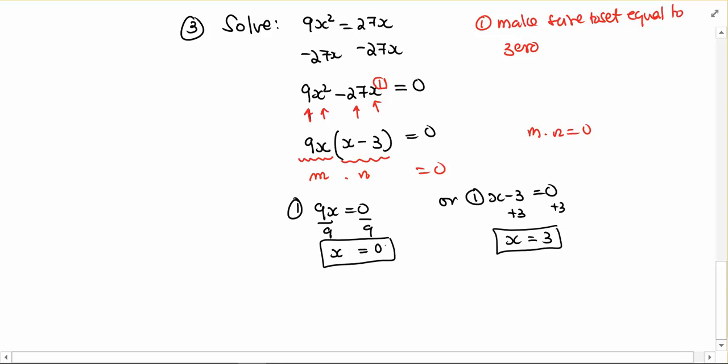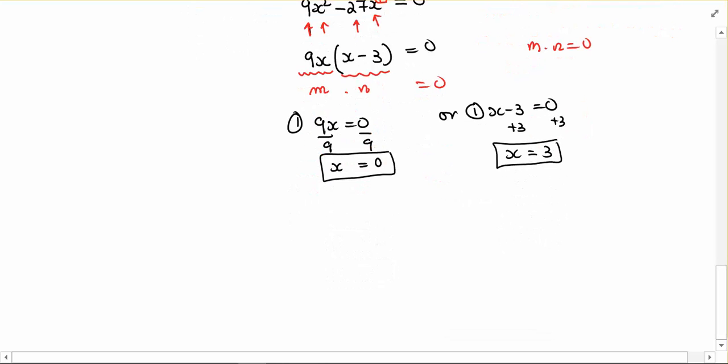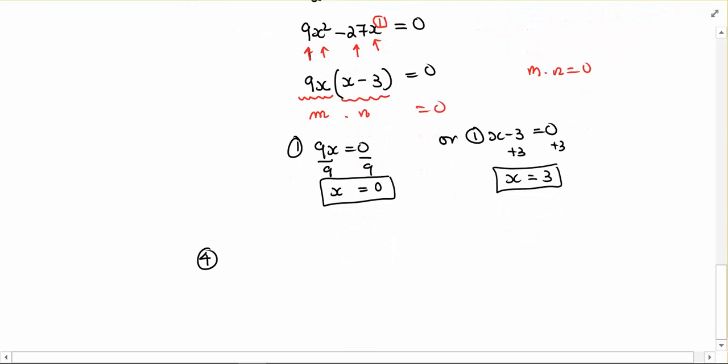Let's do another one just to make sure that we understand this. Number 4, it says. Okay, so solve. And this time let's solve something that is the difference of two perfect squares. So what if we had z squared equals 144?